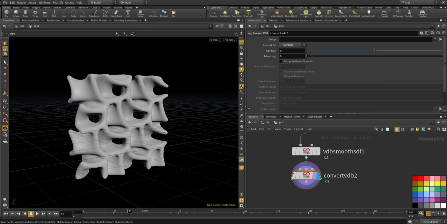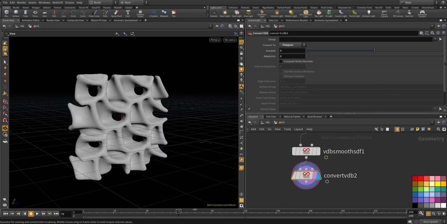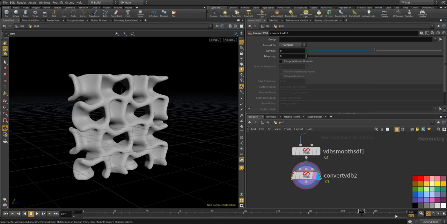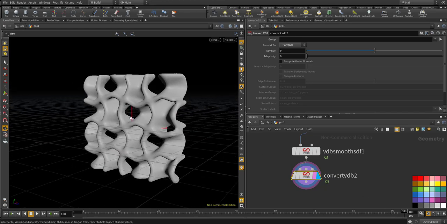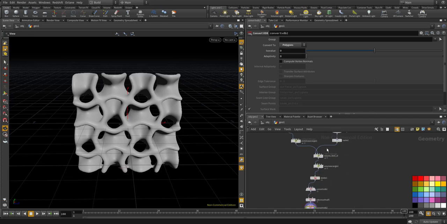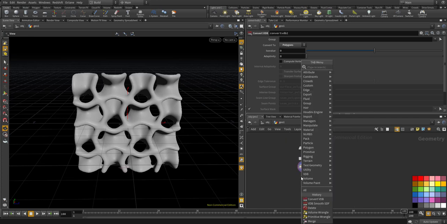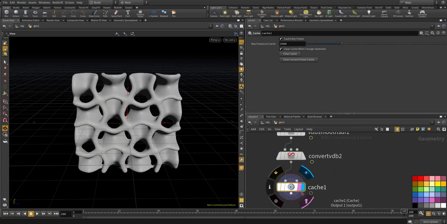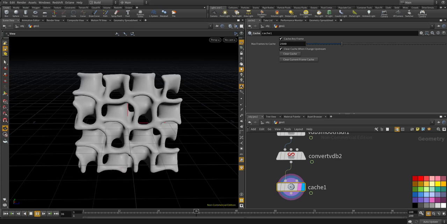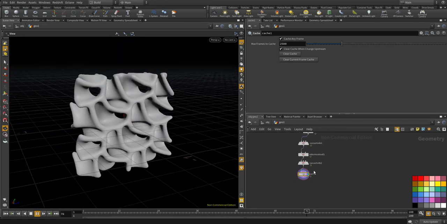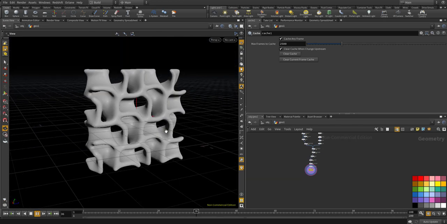And now you can animate this like this. Let's make it 100. And cache this. And let's play this. And yeah, looks awesome. And that's it.